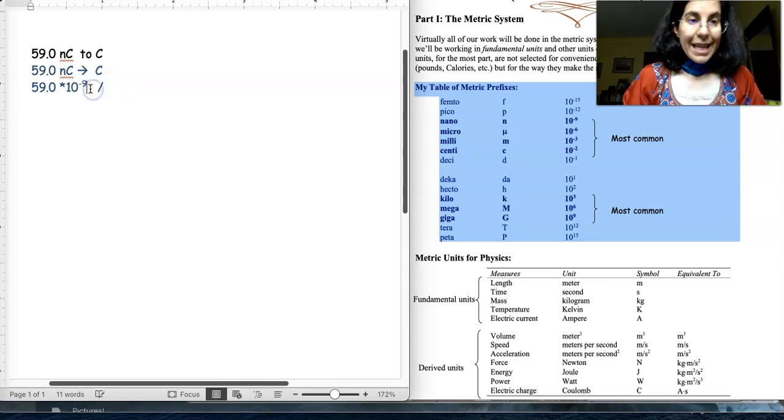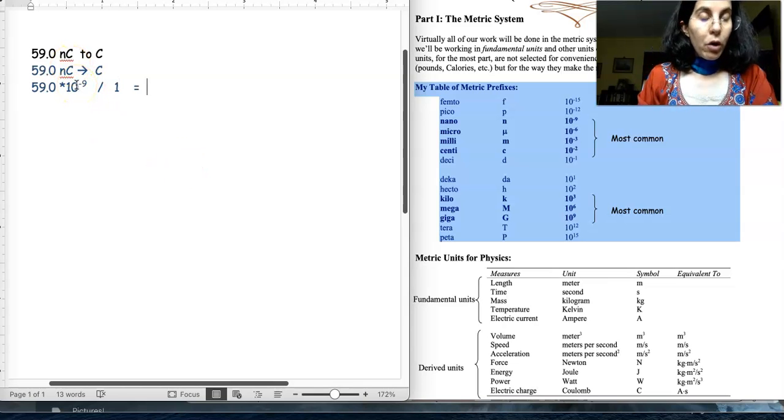Check the other side. Is there a prefix? Is there anything in front of the base unit of coulombs? No, no prefix, just one. There. 59 times 10 to the negative 9th divided by 1. You can do this one in your head if you are quick.